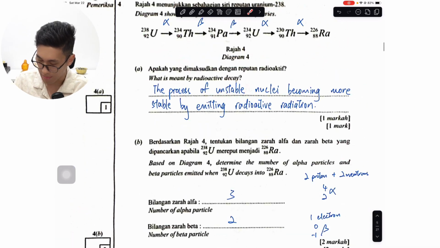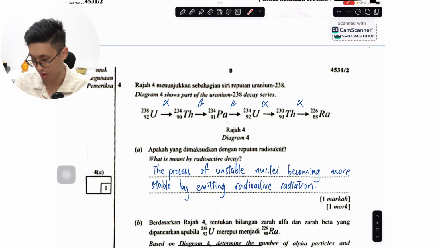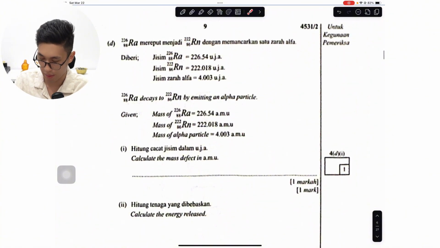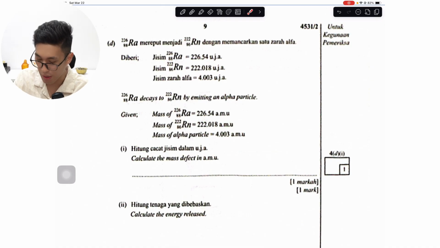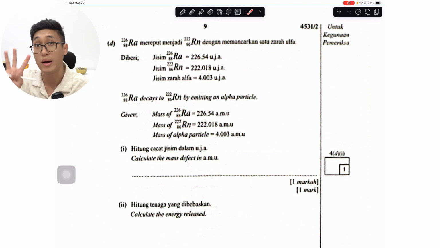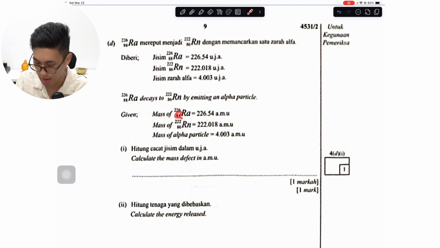So if you look back, right? Oh, sorry, it's not written here. Yeah, then never mind. We know that radium will decay into radon, okay, by releasing an alpha particle. You can see this is 226, and then this is 222. You can see it's minus 4. And then the bottom is 88, and the other one is 86, okay?